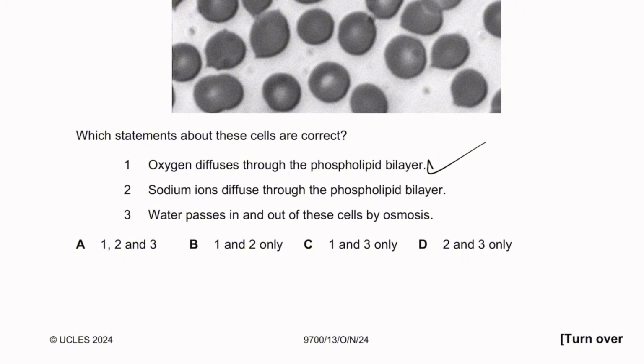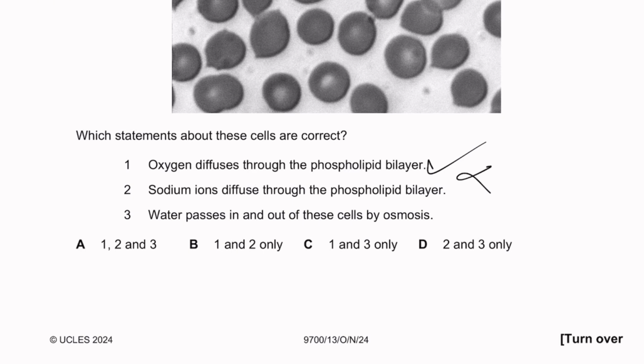Sodium ions diffuse through the phospholipid bilayer. That's not true, because sodium ions are basically polar molecules, and since they're polar, they're hydrophilic, and they can't pass through the inner core, which is hydrophobic, through the inner core of the phospholipid bilayer. Okay, it needs channel proteins, so facilitated diffusion would be okay. It needs active transport, so maybe using carrier proteins, but not directly through the phospholipid bilayer.